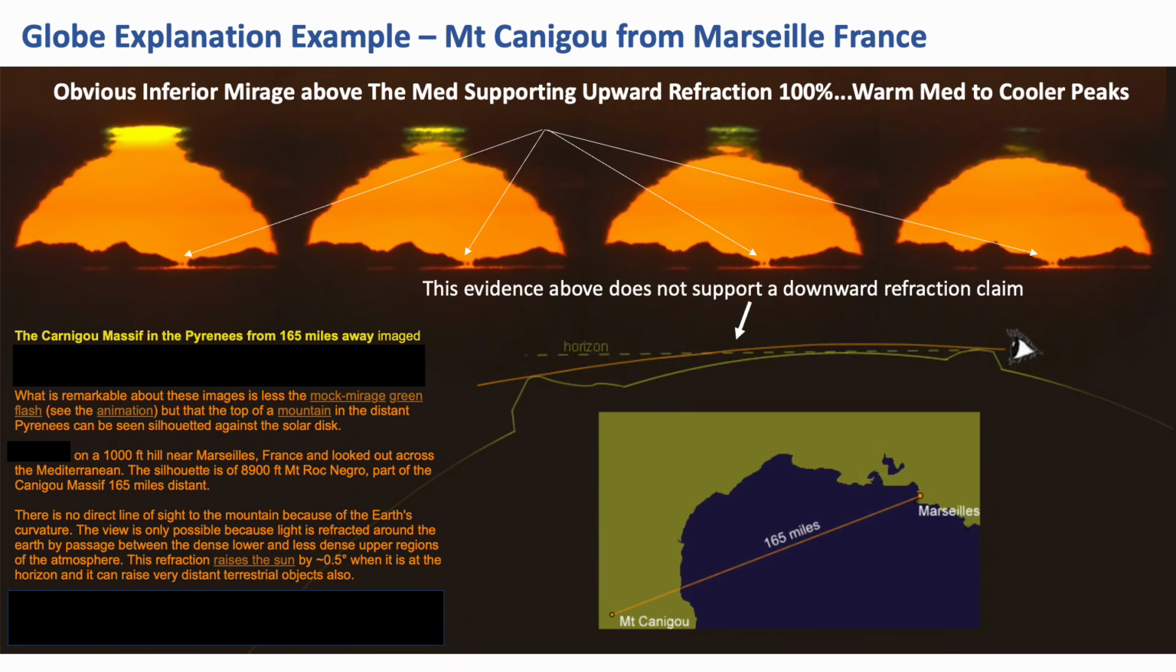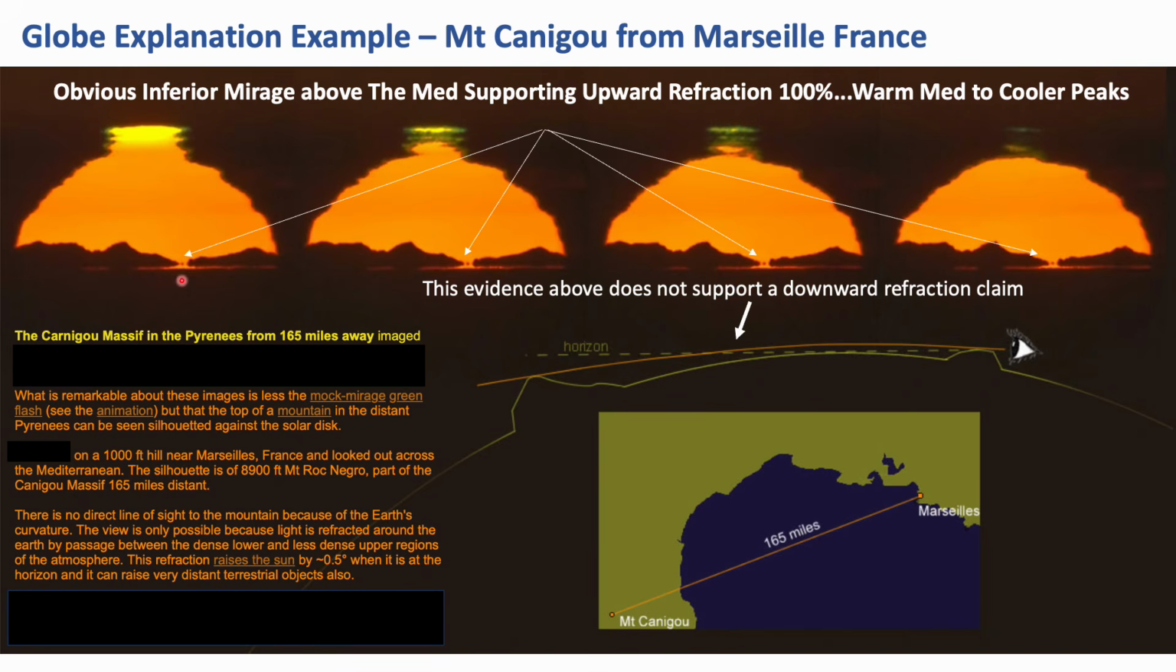And this is the famous Canigou from Marseille, France. So you can see here that in the image, he's explaining that the light's following a downward refraction path to your eyes, so it effectively raises the Canigou up into the line of sight. However, the images here show the effects of an inferior mirage. All four of these shots here, taken at different times, show a severe inferior mirage at the base of Canigou.